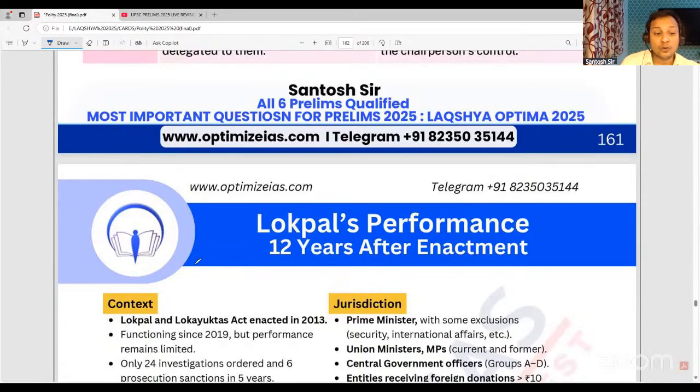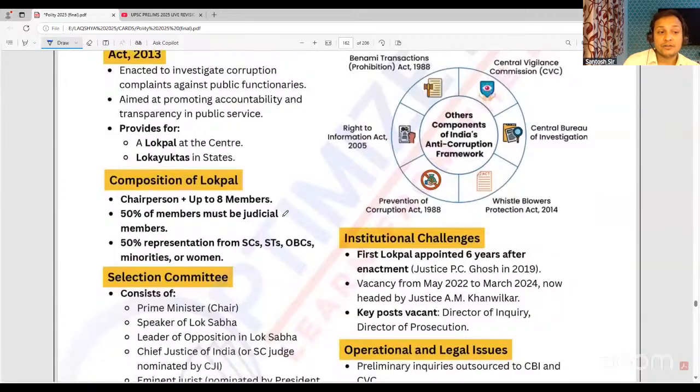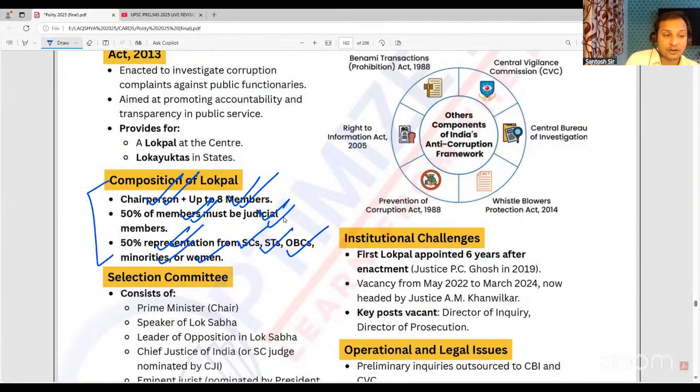Then how is the appointment of Lokpal done? Lokpal basically consists of a chairperson and 8 members. 50% of them must be judicial members. 50% of them must be from scheduled caste, scheduled tribe, OBC, minorities and women. This is very, very important. Composition of Lokpal is very, very important, guys.